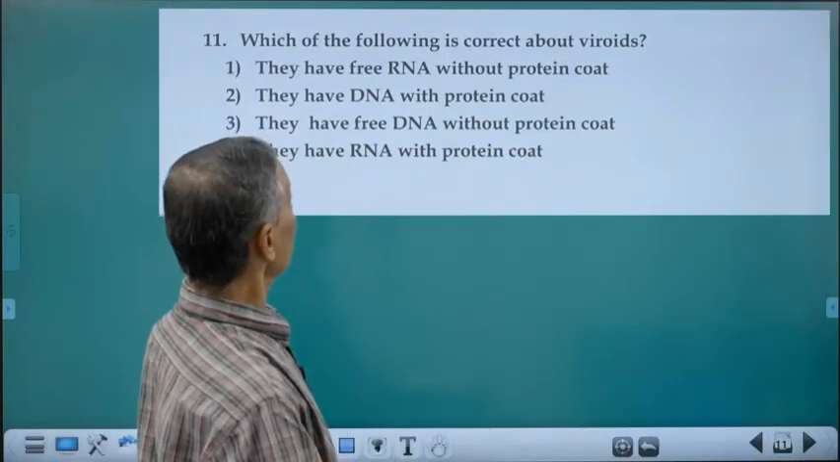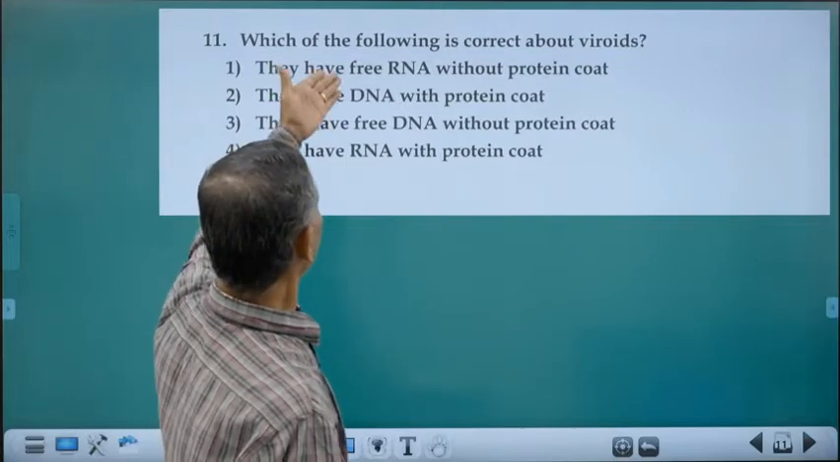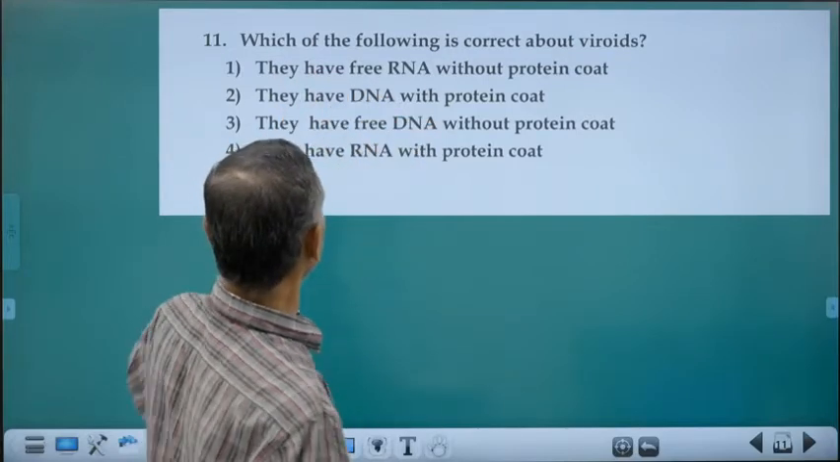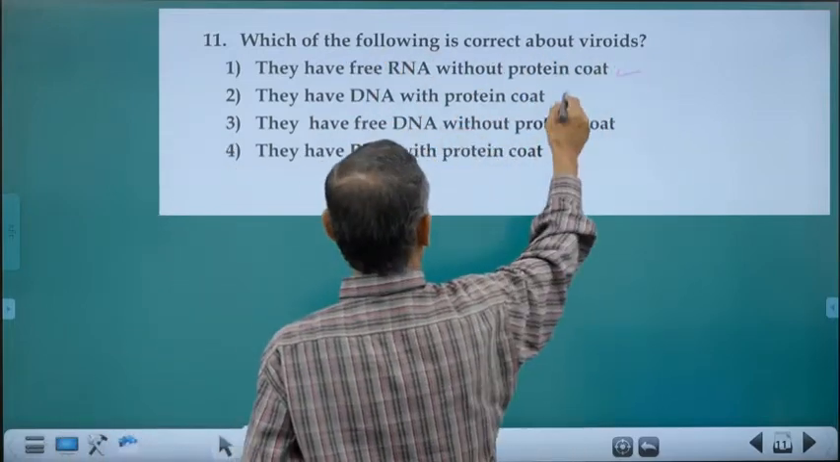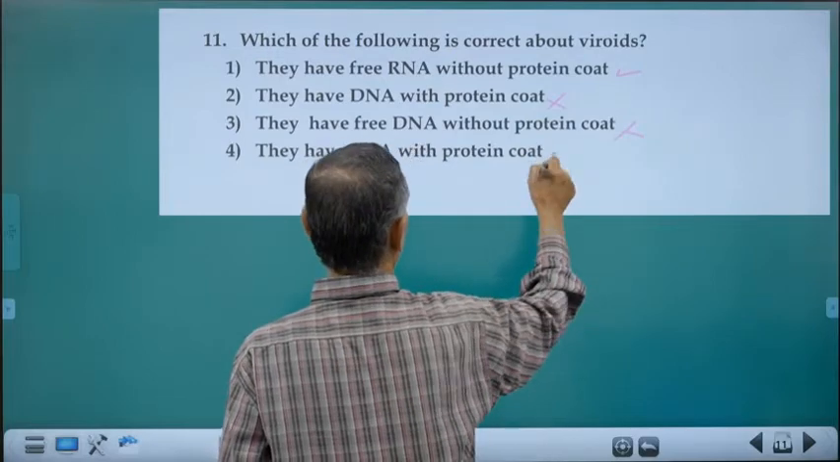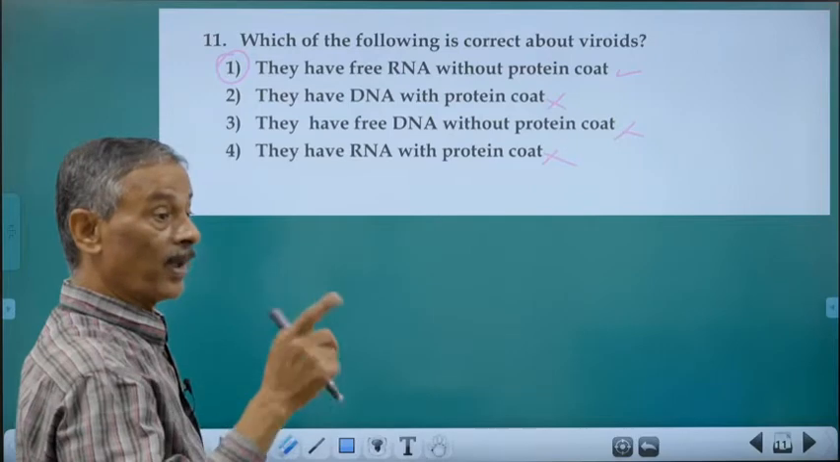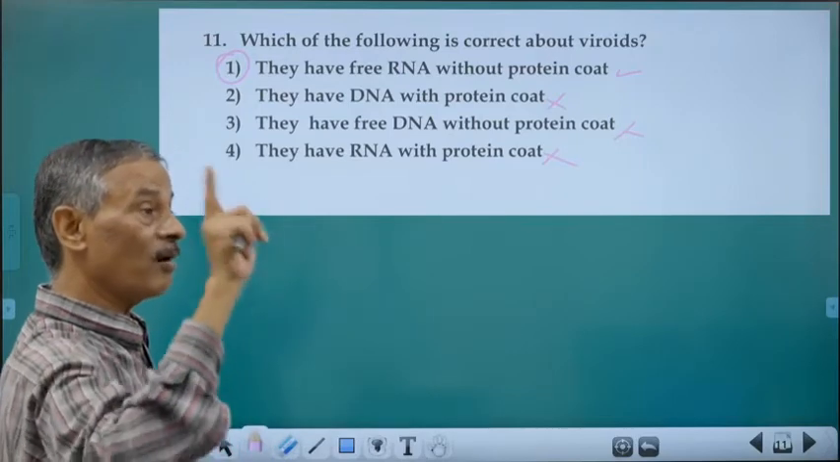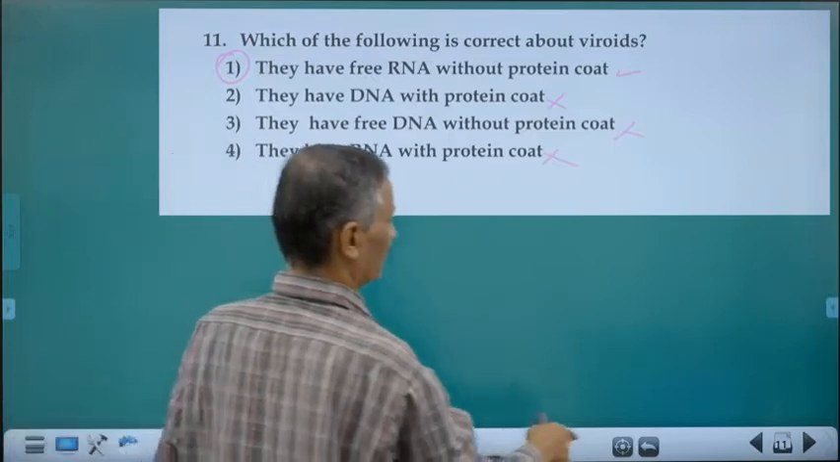Which of the following is correct about viroids? Viroids have free RNA without a protein coat. That's the correct one. They have DNA? No. They have free DNA? No. They have RNA with protein coat? Never. They are all parasites on plants, and plants are always infested by RNA viruses.